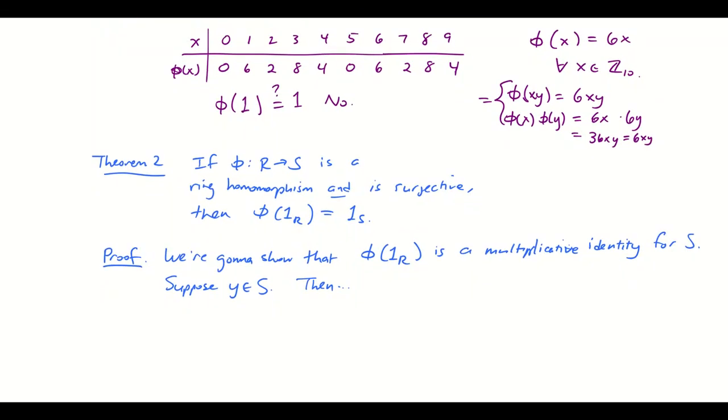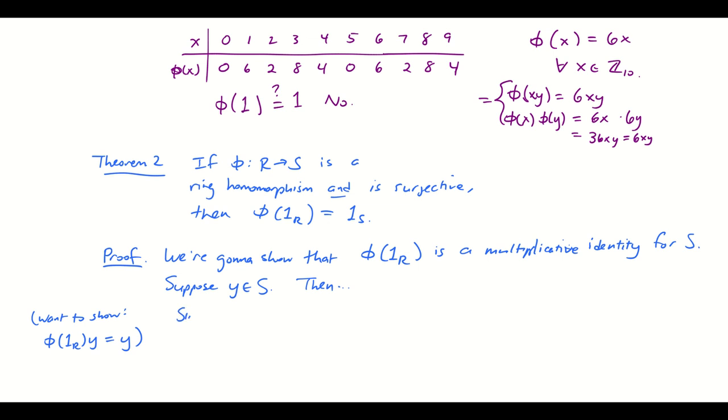Then, here's what I want to do. I want to show that phi of 1 times y is equal to y. And on the face of it, that seems like that would be hard to do. And as we now see, if I don't use the fact that phi is surjective, I won't be able to show that because that wasn't true up here in this example. But it turns out that knowing that phi is surjective is exactly what we need.